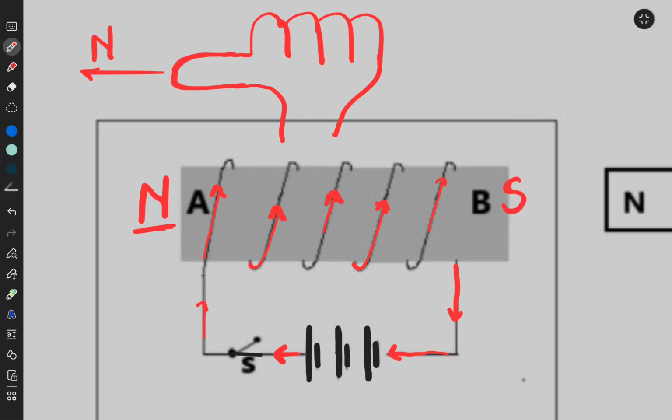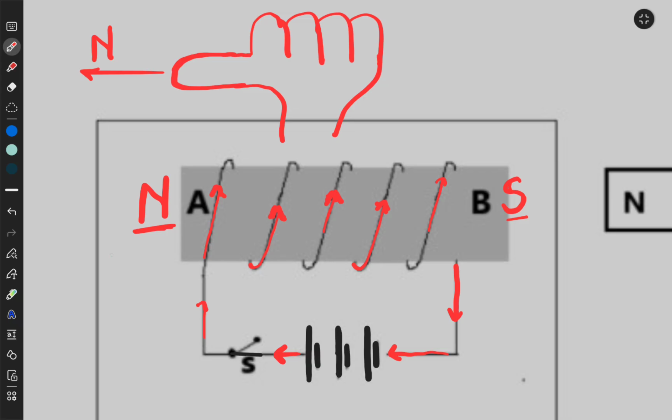But remember, these poles, because this is a solenoid, they can change almost at any instant. They are not fixed. So if now I change the situation where maybe I reverse the direction of current, you might find that B changes to be a north pole instead of a south pole. So don't always think of it as a fixed thing. It's always dependent on the situation that you have.